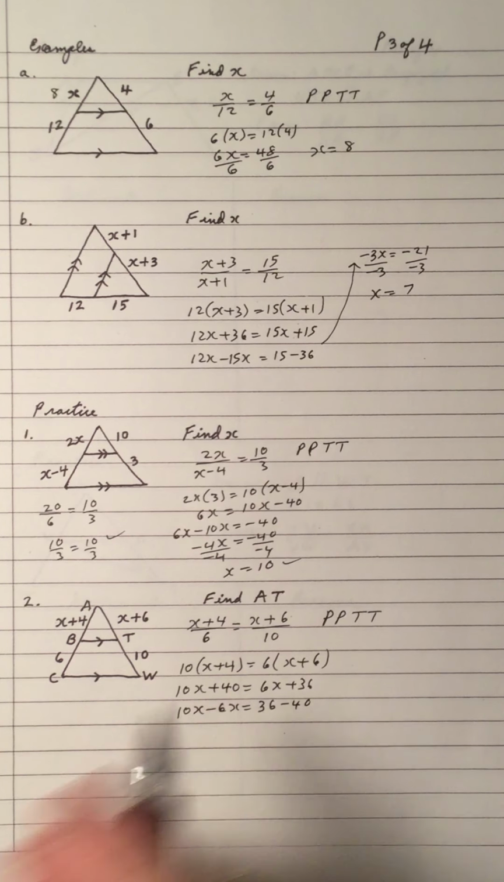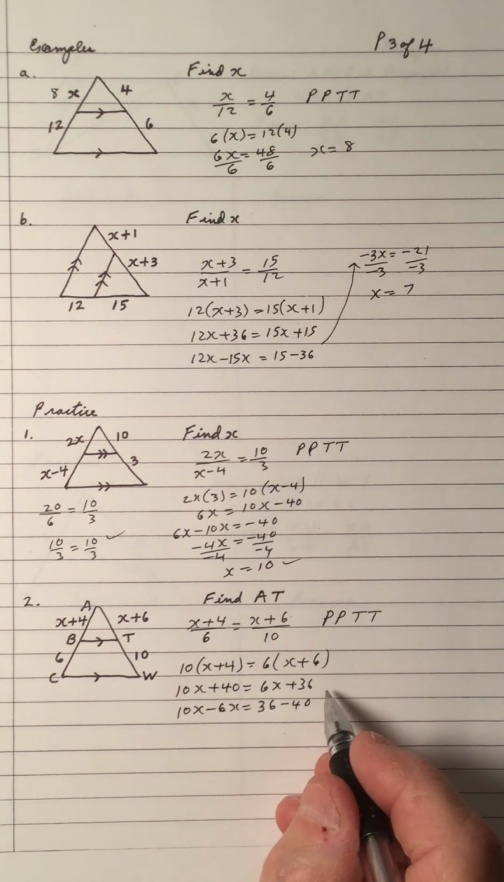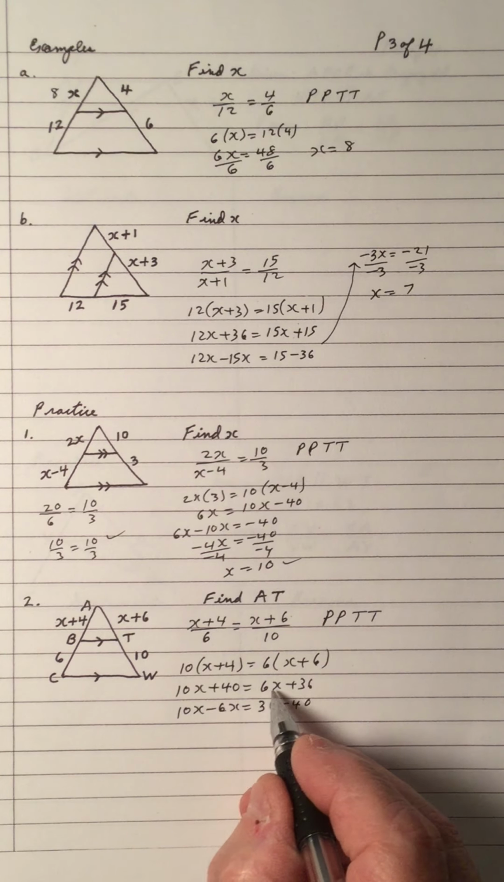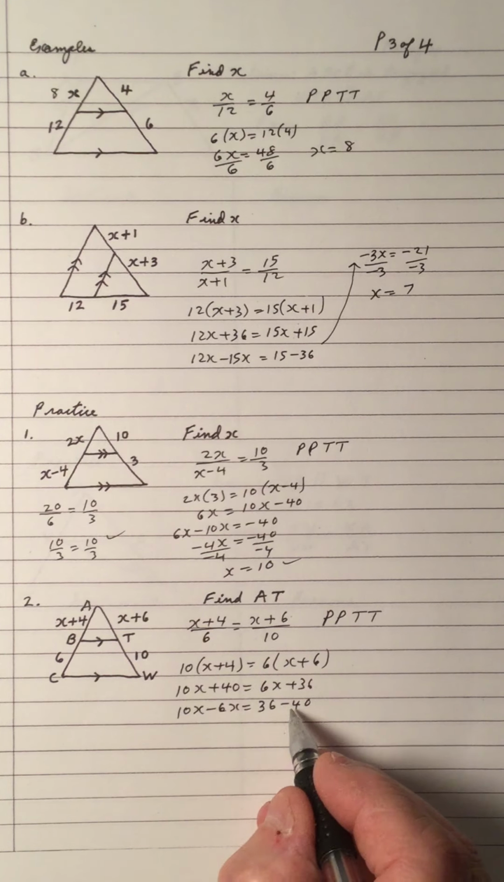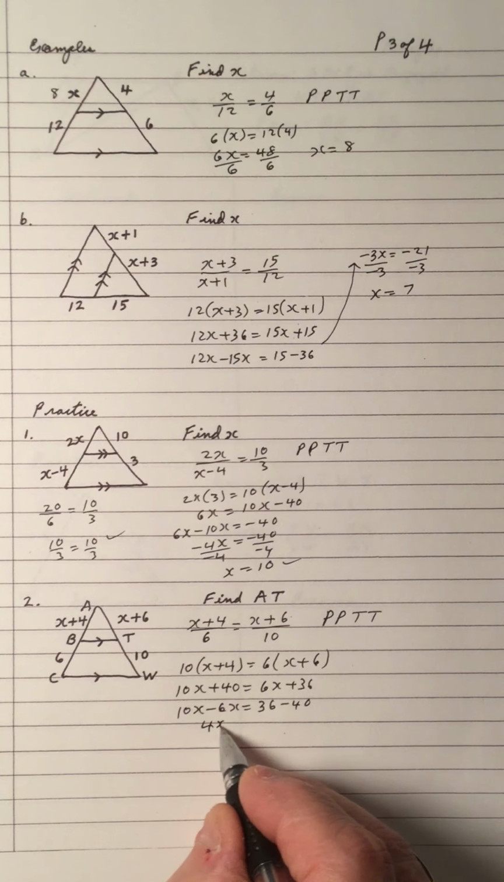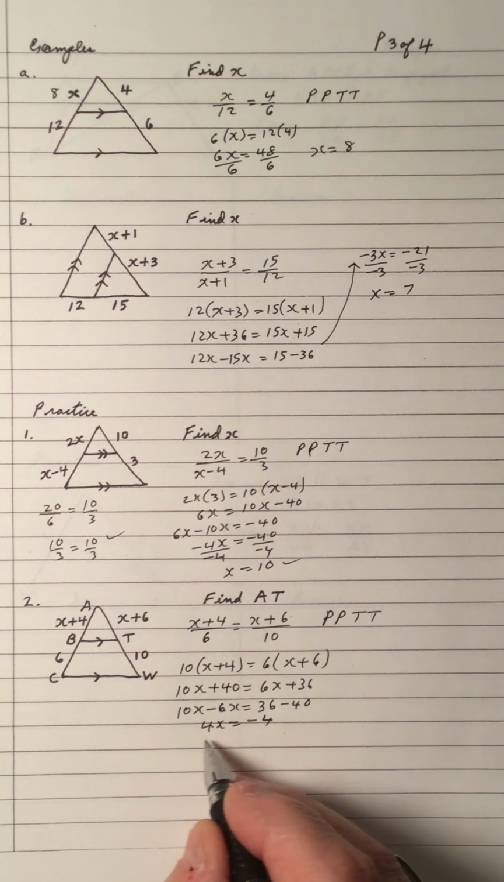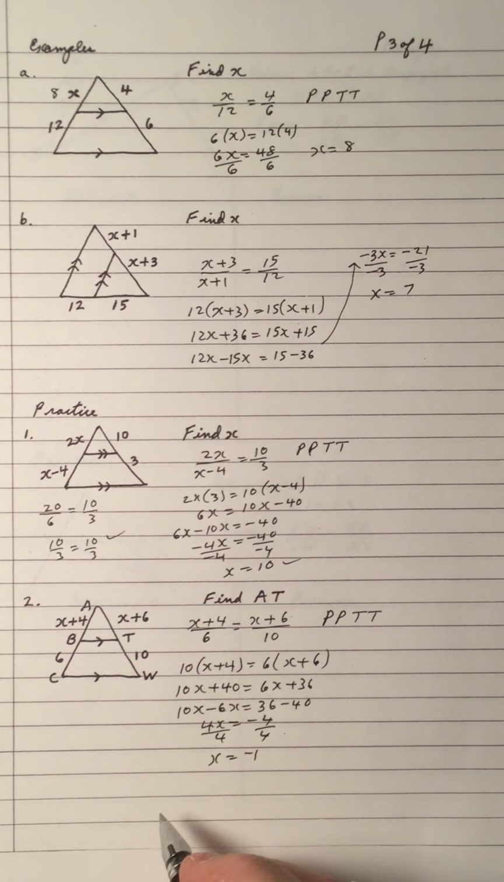Variables on the left. When they move, we change the sign. Numbers on the right. When they move, we change the sign. So 6x becomes negative, plus 40 becomes negative. So 4x equals negative 4. Divide by 4, and x is negative 1.